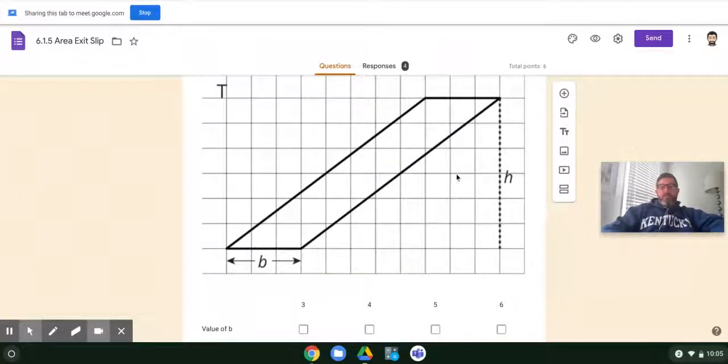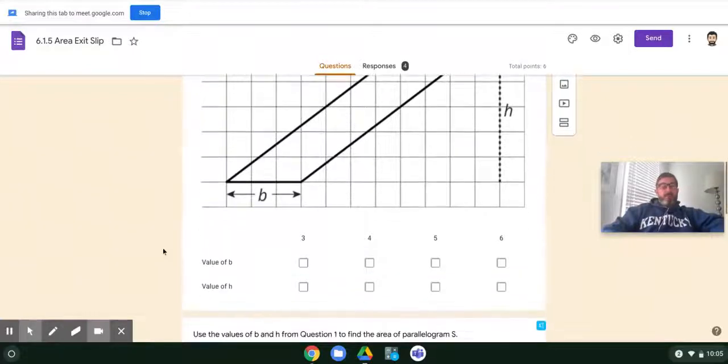And you remember, sometimes that height will fall outside of the shape because we can't draw the line all the way to where we need it to. So we can just draw an imaginary line out. You can't see it in this example, but that would allow us to draw a perpendicular line up to the point we need to draw it.